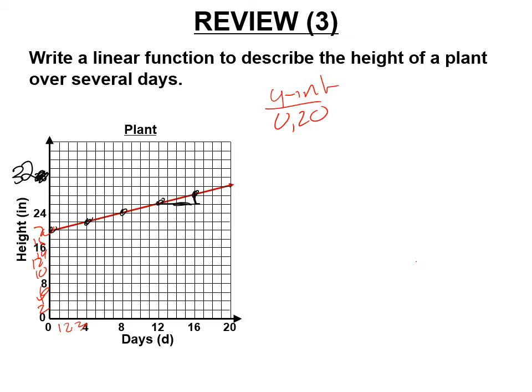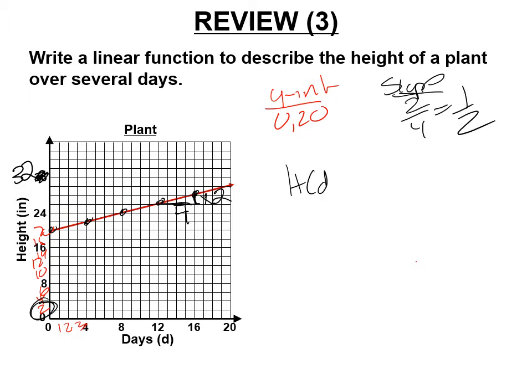Now it looks like 1/4, but it is not. The run is 4 days, right? Run is 4 days. Well, what is the rise? It is not 1 because each box was worth 2. You need this number. So the rise is 2. So it's 2 over 4, which is 1/2 is the slope. So we're going to do height as a function of days equals 1/2 d, d for days, plus 20. That's what made that linear function.